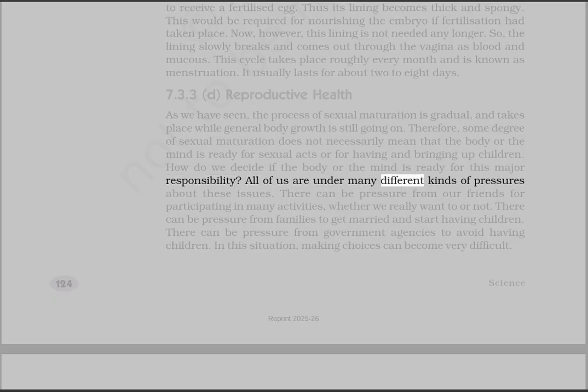All of us are under many different kinds of pressures about these issues. There can be pressure from our friends for participating in many activities, whether we really want to or not. There can be pressure from families to get married and start having children. There can be pressure from government agencies to avoid having children. In this situation, making choices can become very difficult. We must also consider the possible health consequences of having sex.